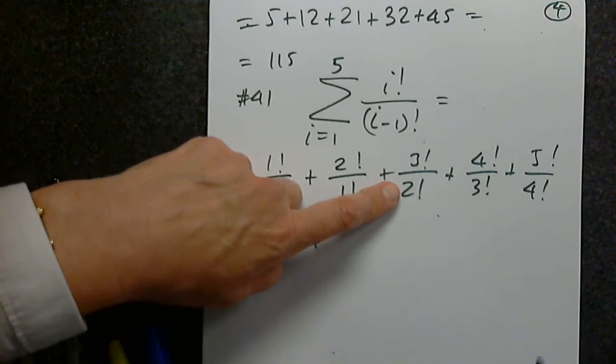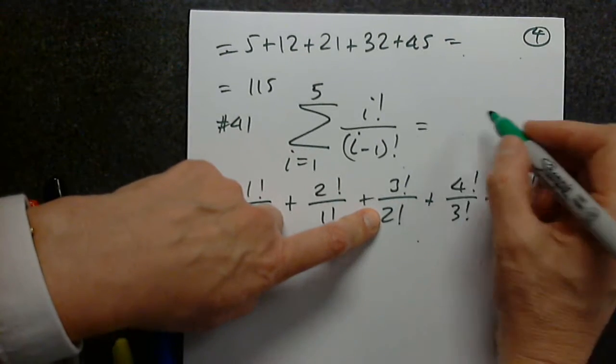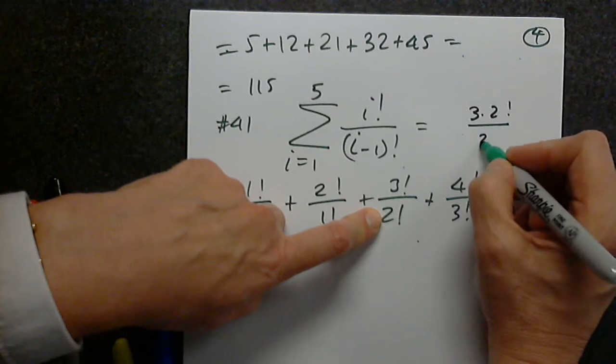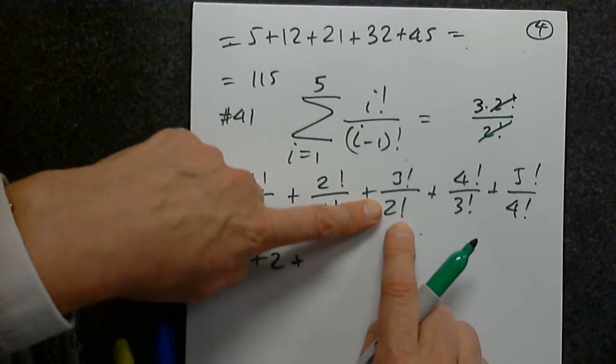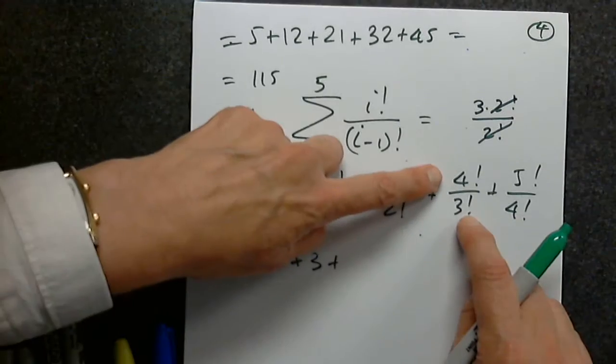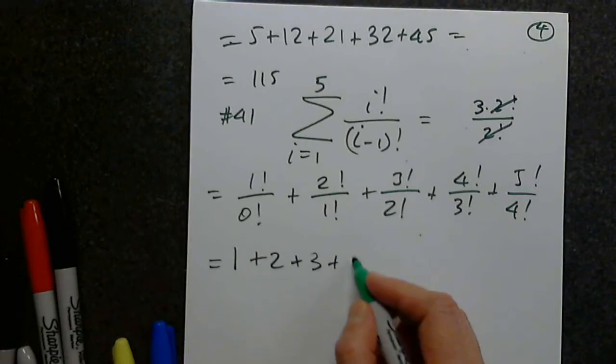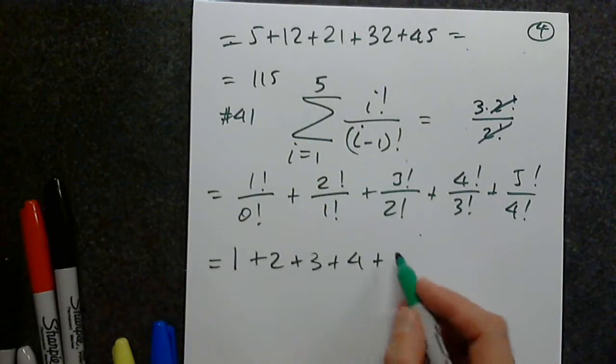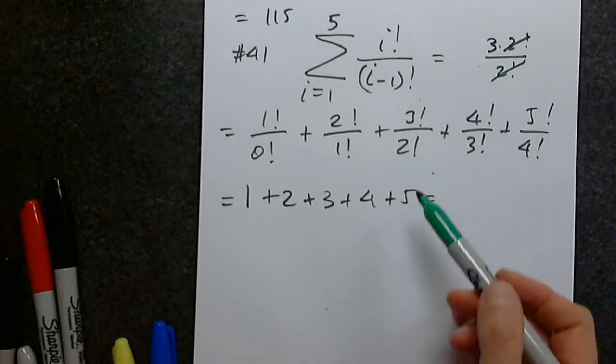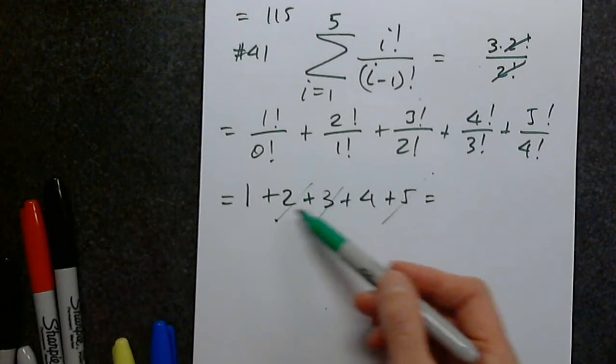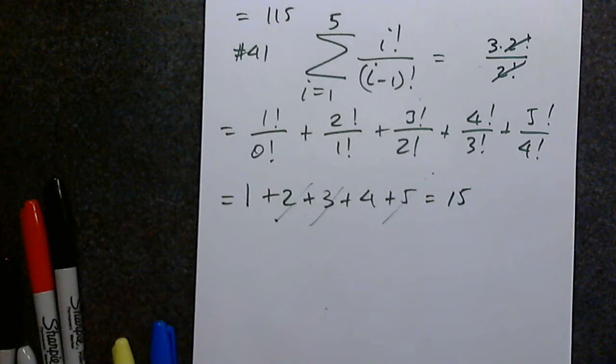Now here's how I will simplify this. Of course you can calculate, they're very small numbers, right? 3 times 2 factorial over 2 factorial. 3. That's it. What will the next one be? 4. That's it. And the last one. Here's how I calculate: 5 with 5 is 10, 15. This is ridiculously easy.